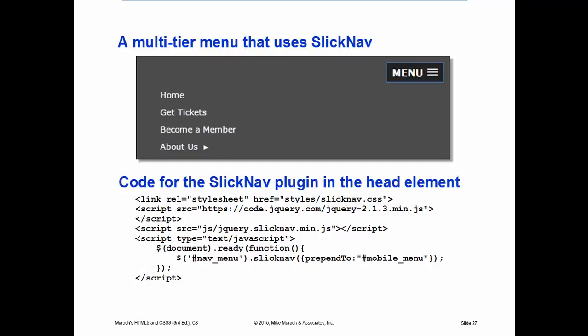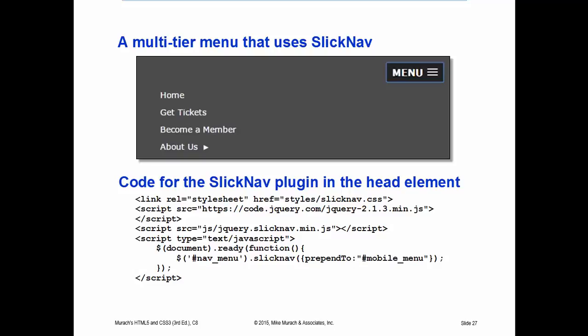One way to do that is to use a jQuery plugin called SlickNav. To use this plugin, you download the zip file from http://slicknav.com. Then you unzip the file, add the slicknav.css to your CSS folder, and add the jquery.slicknav.min.js file to your JS folder. Before you can use this plugin on a web page, you have to include a link element for the slicknav.css and a script tag for the jquery.slicknav.min.js.